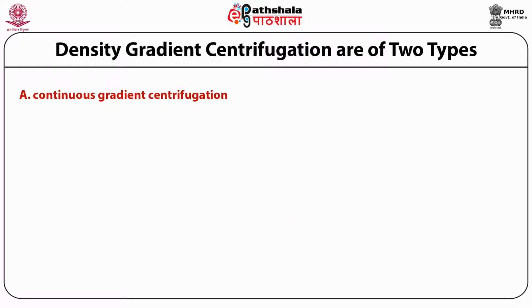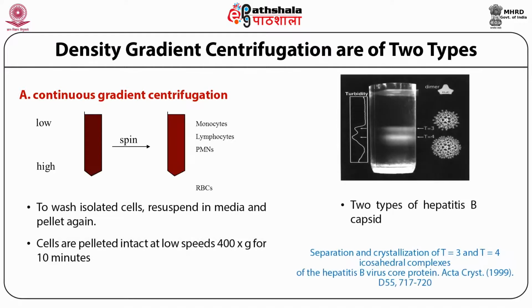You can see here an example of a continuous density gradient medium, with high density at the bottom and low density at the top. If you put a blood sample here and then spin it, all the blood components like PMNs, lymphocytes, monocytes get separated in the form of bands at different positions as they reach a density similar to the density of the medium.